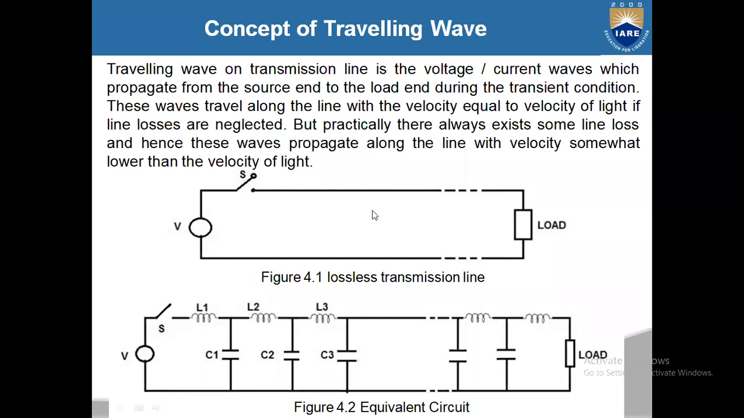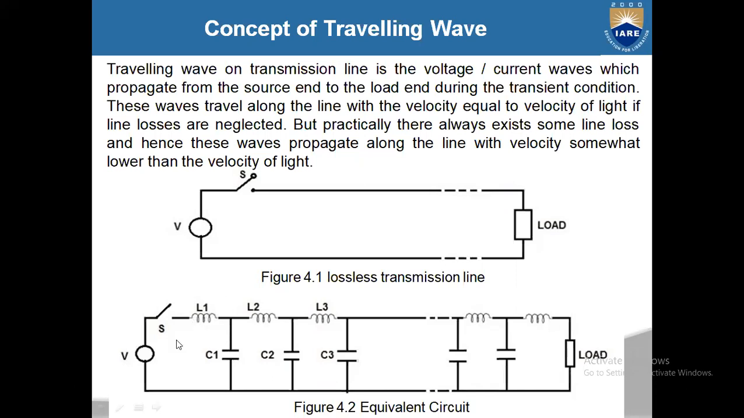So in the first figure the representation of the lossless transmission line is given. Here at one end you have the source, at the other end you have the load, and the source and load are connected with a switch. When the switch is closed, the voltage and current waves will be transferred from source to the load. The same lossless transmission line network is represented by an equivalent circuit in the second figure. As I said, it is a lossless transmission line, there is no resistance and conductance, only inductance and capacitance. You know that these inductance and capacitance values for a transmission line are uniformly distributed over the length of the line. The inductance parameter is a series parameter and the capacitance is a shunt parameter.